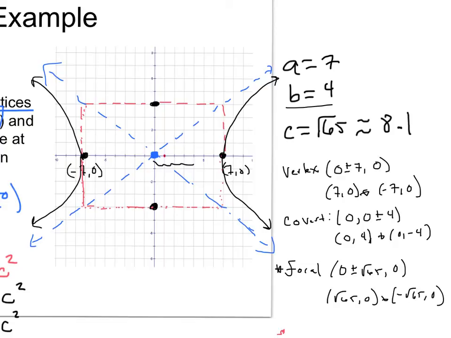Then I'm going to plot the focal points, and that was about 8.1. So here's my focus, here's my other focus, and then up here was a co-vertex, and down here was a co-vertex. And there we go. That's graphing a hyperbola. That's our second example.